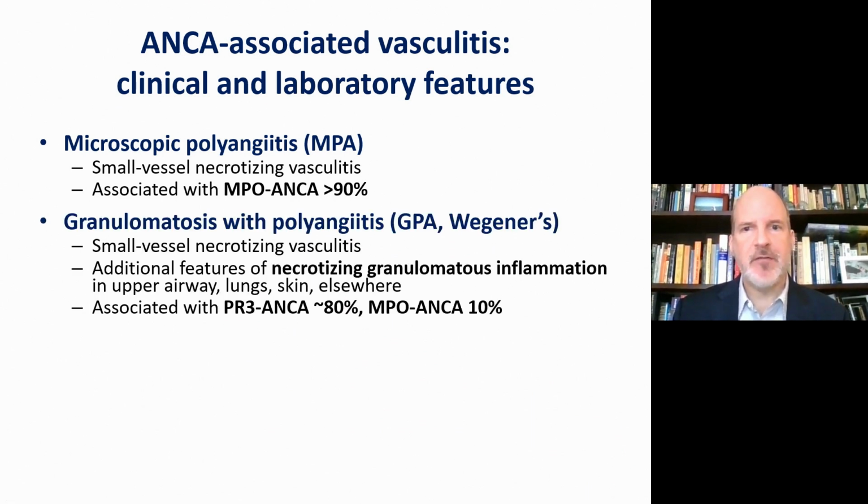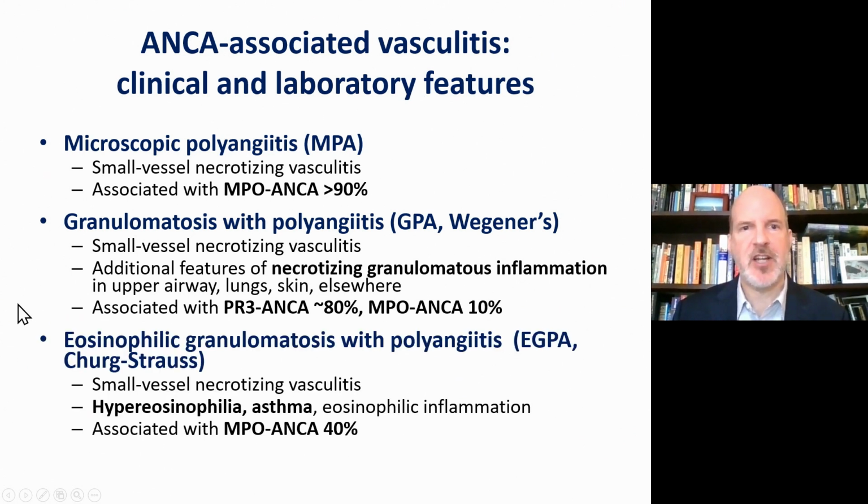GPA involves all of the same features of MPA, not in the same proportions as I'll show, but in order to make this diagnosis, you have to have necrotizing granulomatous inflammation somewhere else. And that's usually the upper airway, the nose and sinuses, eye, ear, trachea, often in the lungs, and a little less commonly in the skin. The great majority of these patients have PR3 ANCA. Some also have MPO ANCA, and some, especially if they have more limited disease in the upper airway, won't be ANCA positive at all, which is a diagnostic challenge.